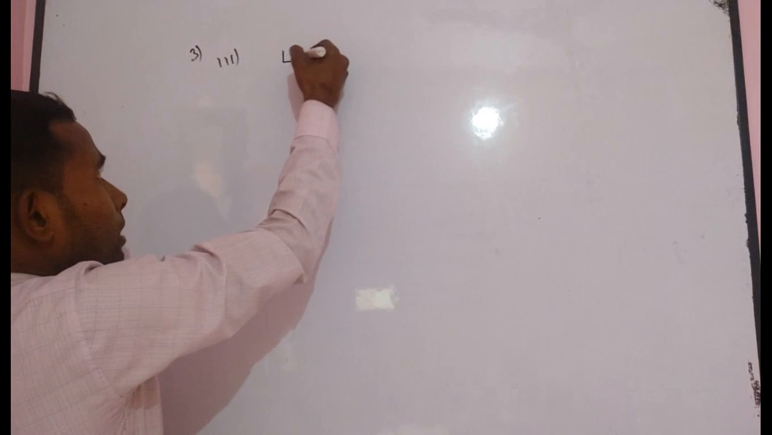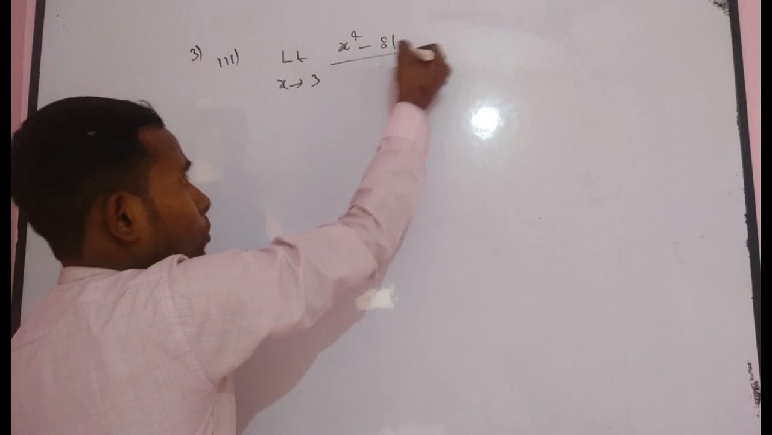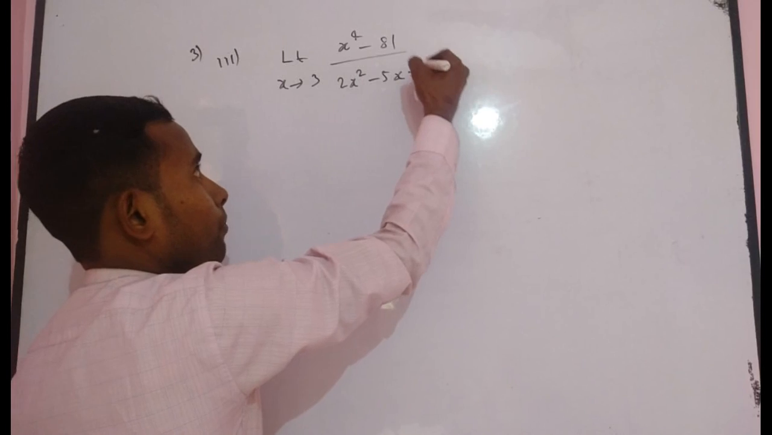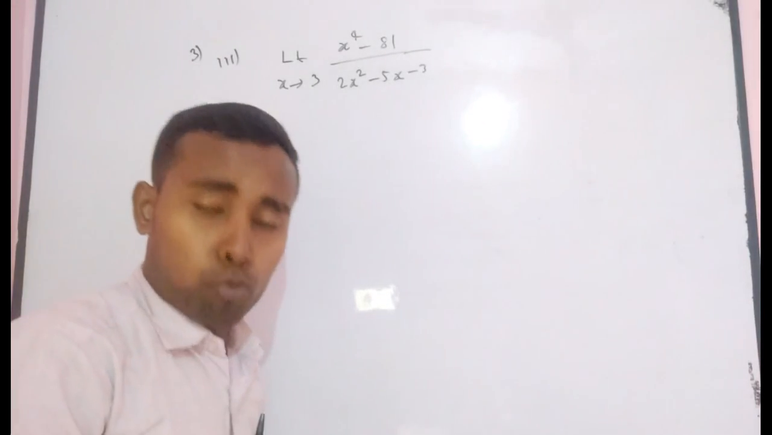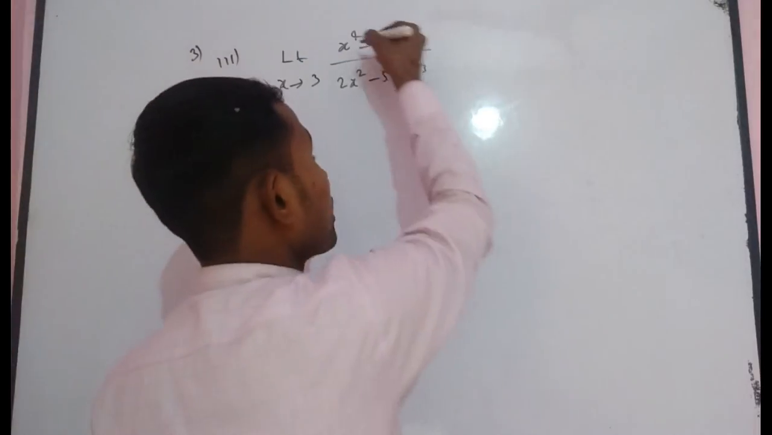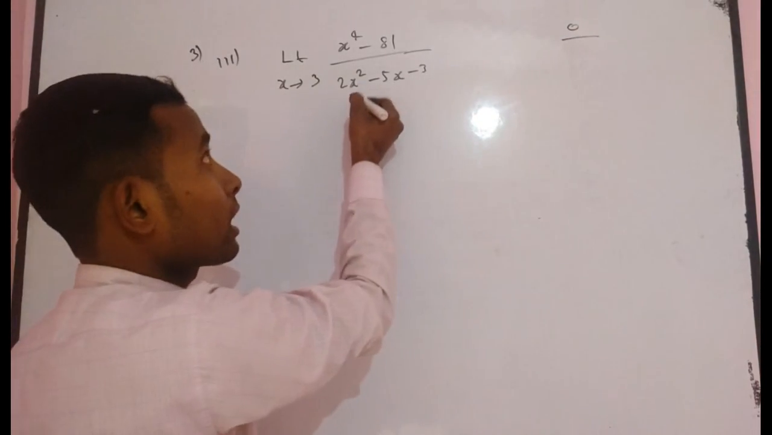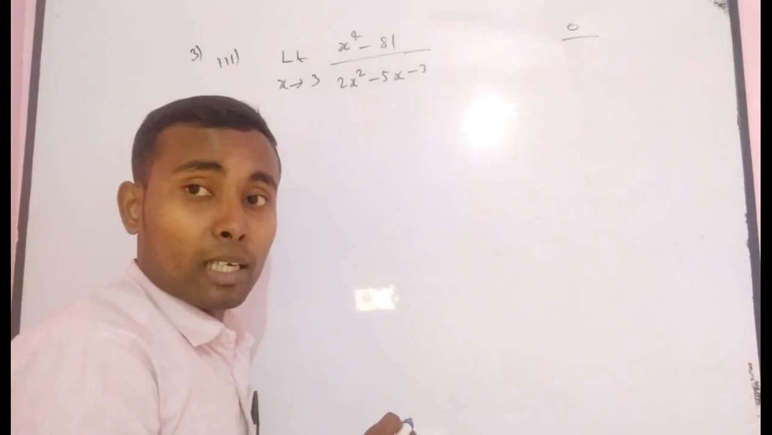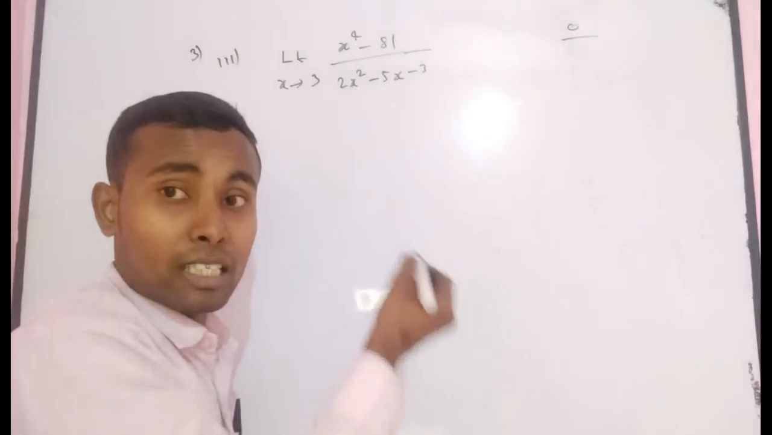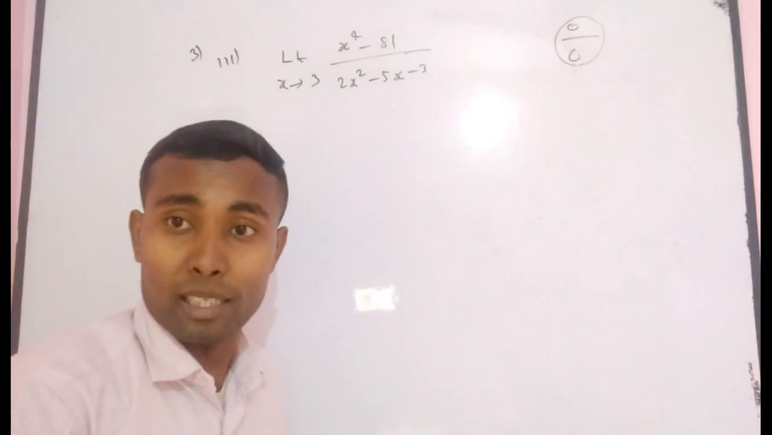In this problem, given the limit as x tends to 3 of (x to the power 4 minus x cube) divided by (2x square minus 5x minus 3). You can solve it by directly putting the value of x, but if you put x equal to 3, what do you get? 3 to the power 4, that means 81 minus 81 is 0, divided by 3 square into 2, that means 18 minus 15 minus 3, which is also 0. So you finally get 0 upon 0, about which you don't know what it is.